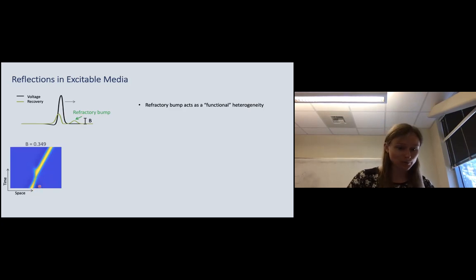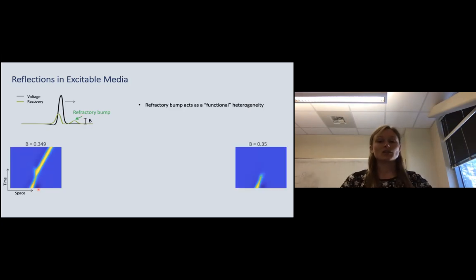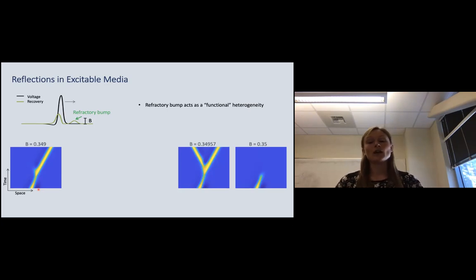So the refractory bump, you can kind of see it, it's this darker region just ahead of the pulse initially. So if the amplitude is relatively low, we have this short interaction, but it goes back to its original behavior. If the bump is large enough, we can actually get that the pulse is fully blocked and all the activity afterwards ceases. However, as we tune the amplitude of that bump, we can actually get more complicated behavior, and we can get these reflections.